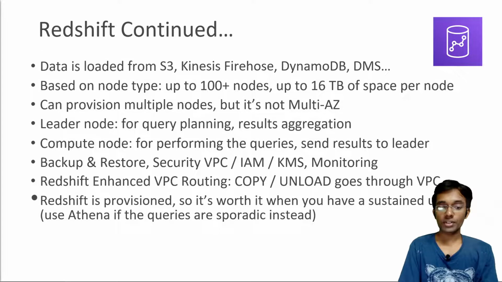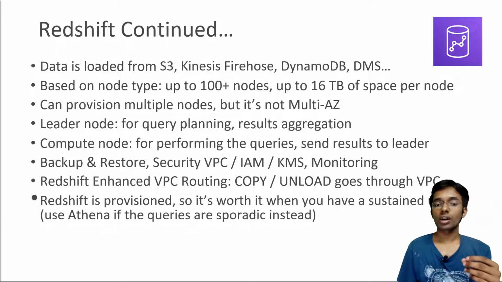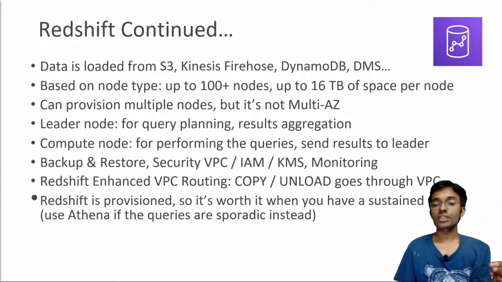So, how do we load the data into Redshift? Well, number one, you can load it from S3 using a COPY command. We can use Kinesis Data Firehose to load data into Redshift in near real time. We can integrate with DynamoDB or use DMS, Database Migration Service, to load data into Redshift. Clusters can be really big, so you can have hundreds of nodes, 100 plus. It can change over time.